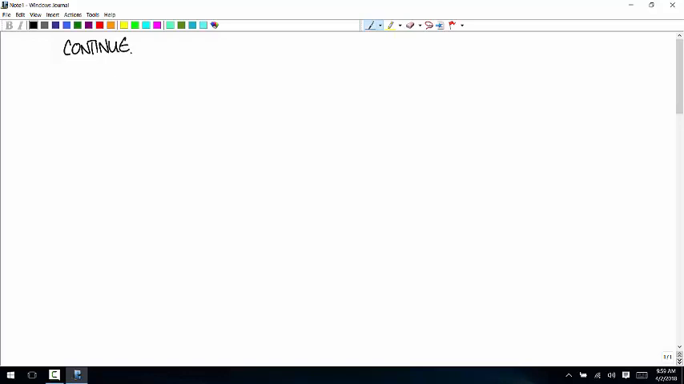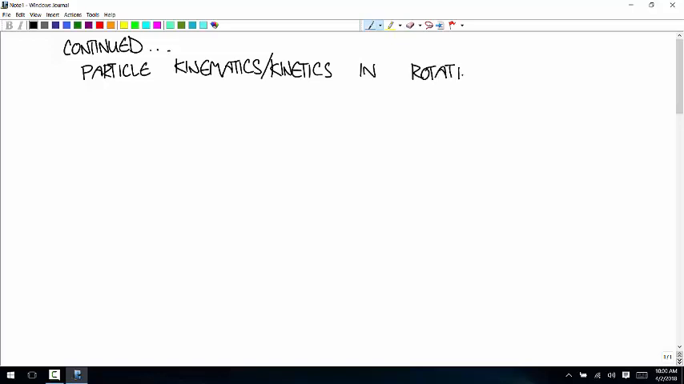Continued. Particle kinematics and kinetics in rotating coordinate systems. And we did the thing with polar coordinates last time.